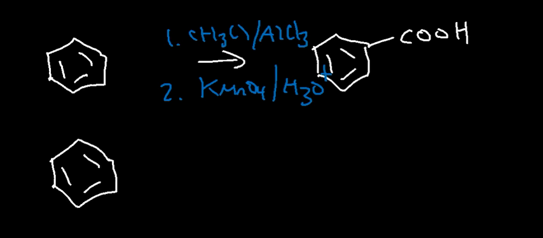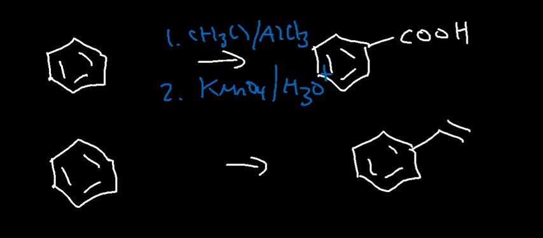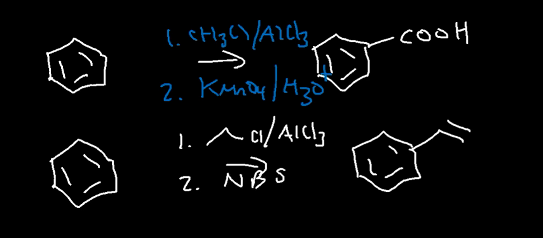Now, do you remember how to make styrene from benzene? We've also covered this earlier. Step one was to add ethyl chloride, so we get the two carbons that we need. Step two was to add NBS, to add a bromine on the benzylic carbon, which is right here. And then step three was to use an E2 reaction. We can use sodium hydroxide, or some other strong base like sodium ethoxide, or even tert-butoxide. And then we can get styrene.